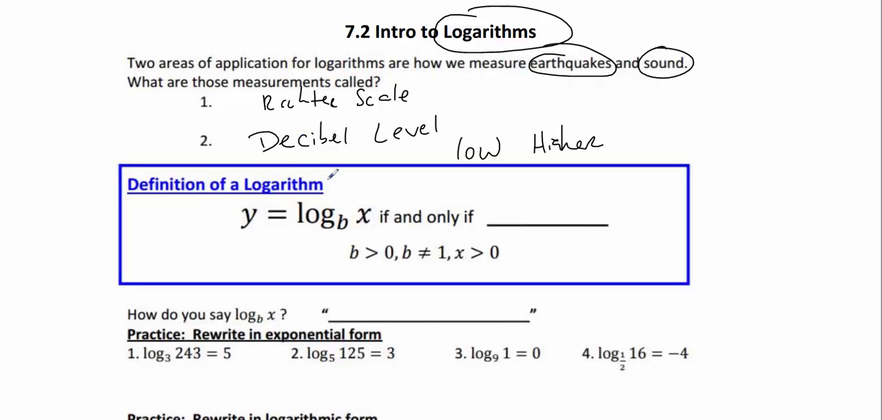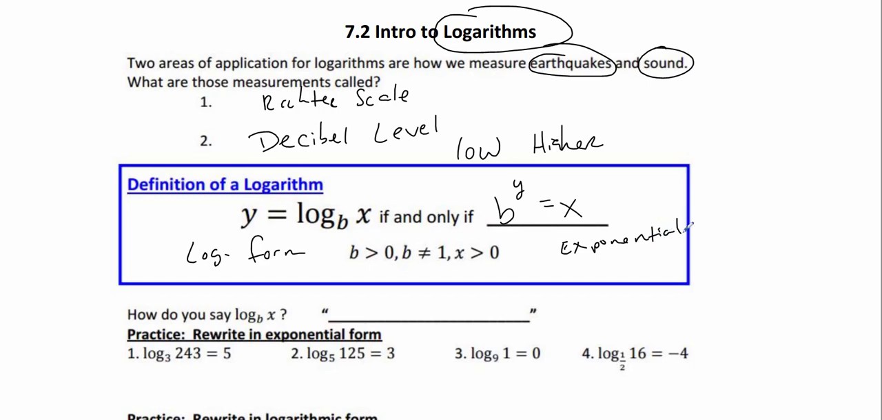So, definition of a logarithm. This is going to be very important here. So this is y equals log base b of x if and only if b to the y equals x. Okay, so basically this is in logarithmic form, what we call log form or logarithmic form. And this right here is what we call exponential form.